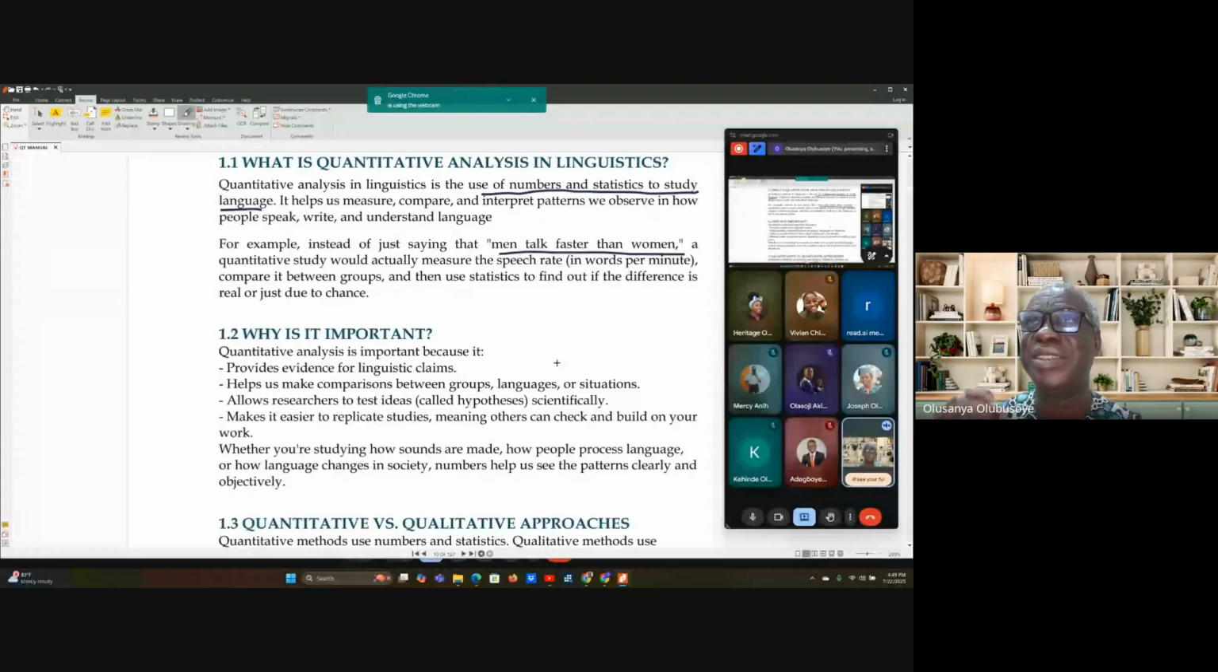The numbers and statistics are simply helping us to be able to measure, to compare, and to understand patterns in language. In fact, those are the three major essence of studying numbers and statistics, which is what we call the quantitative. So numbers plus statistics make up the quantitative that we are talking about.